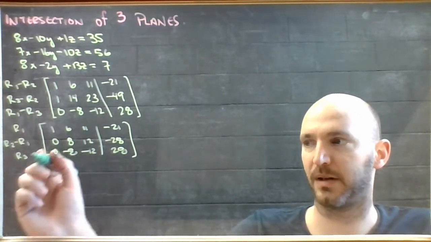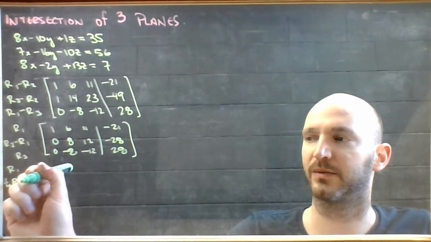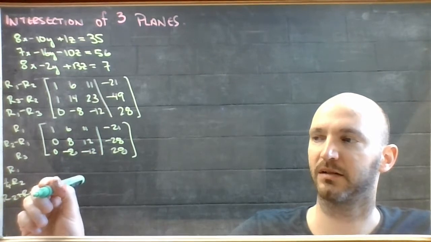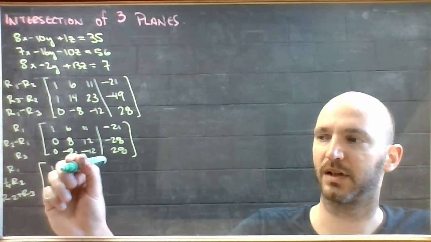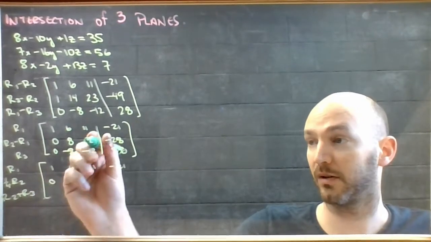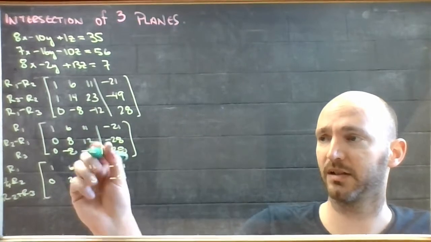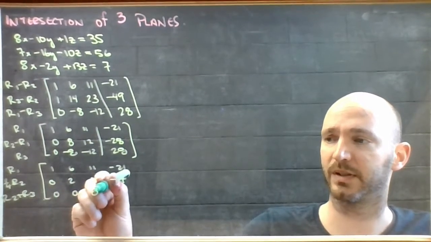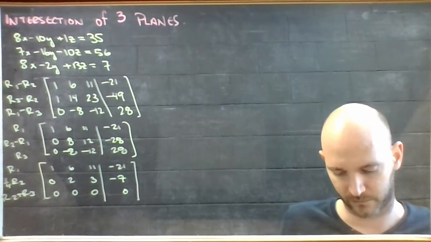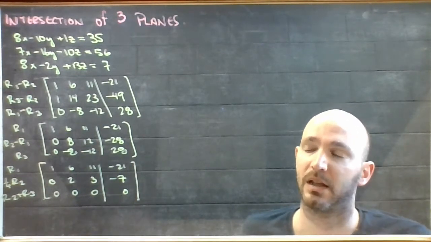So this time I'm going to divide that by 4. Keep R1, do a quarter of R2, and in my last slot I'm going to do R2 plus R3. So 1, 6, 11, negative 21, 0, 2, 3, negative 7, and 0, 0, 0, 0. So I have eliminated an entire row.